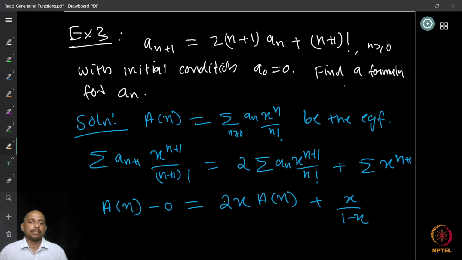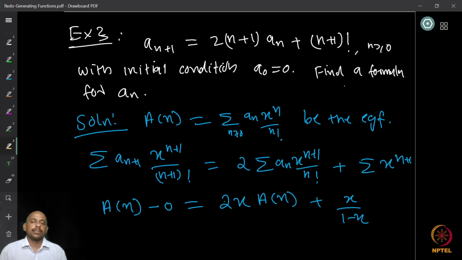Another example: a n plus 1 is 2 into n plus 1 into a n plus n plus 1 factorial, for n greater than or equal to 0, with the initial condition that a0 is 0. Find a formula for a n. So what is the solution? We have A of x equal to, let's say, summation a n x raised to n by n factorial, where a n is the nth term of the series that we have defined recursively.